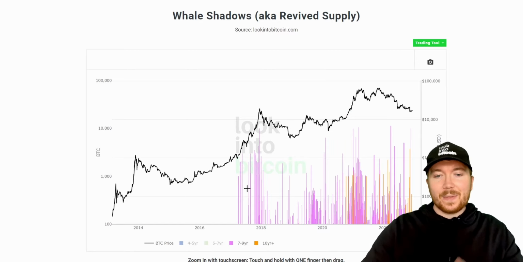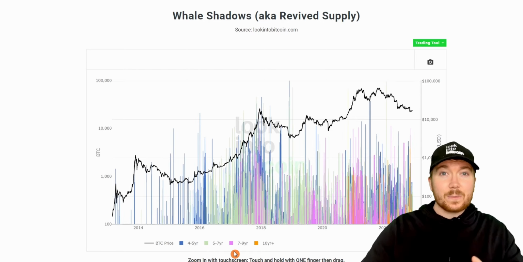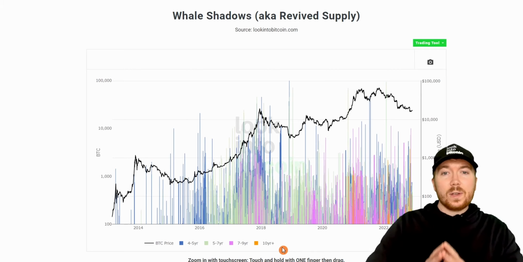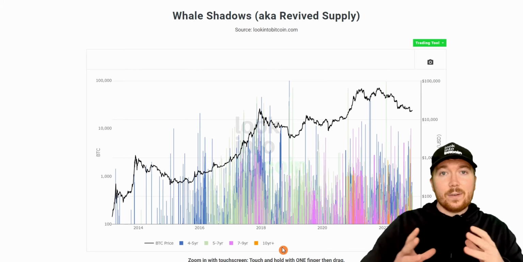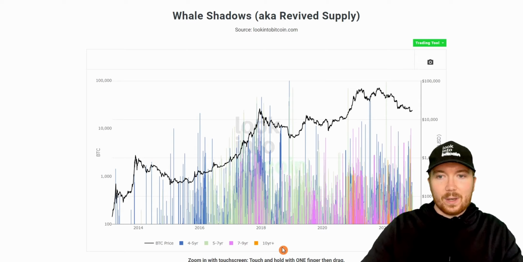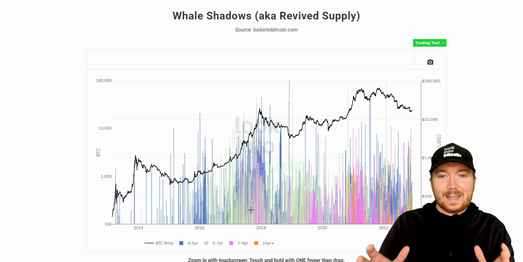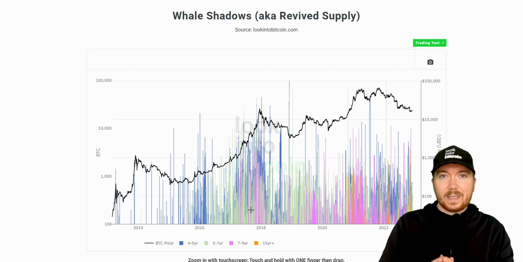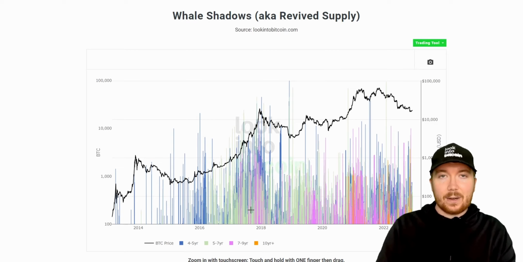What we can even do, and this will make the chart a little bit messy, is also add the 4 to 5 years and the 5 to 7 years whale shadows. And this way we can actually see pretty much all of the Bitcoin whale transactions of at least 100 BTC on the network. As I said, very messy, but it gives us a good indication when we can see this really grouping of large transactions occurring that this probably is a price action peak occurring in Bitcoin.